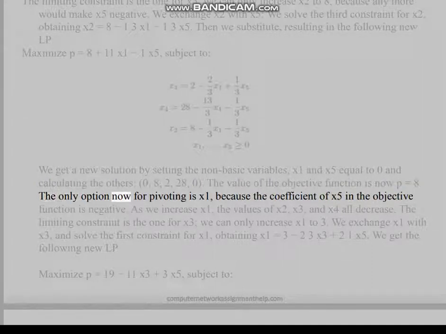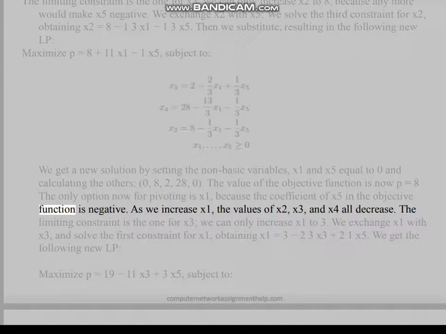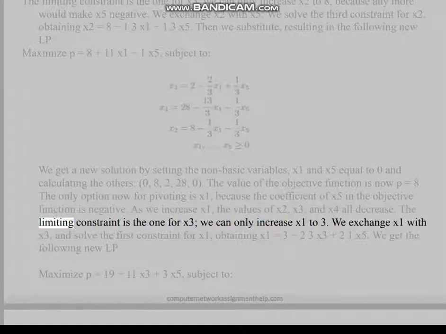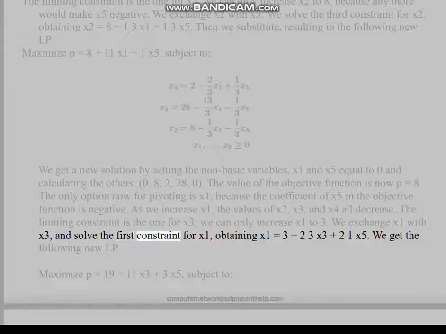The only option now for pivoting is x1, because the coefficient of x5 in the objective function is negative. As we increase x1, the values of x2, x3, and x4 all decrease. The limiting constraint is the one for x3. We can only increase x1 to 3. We exchange x1 with x3 and solve the first constraint for x1, obtaining x1 = 3 - 2/3 x3 + 2/1 x5. We get the following new LP.